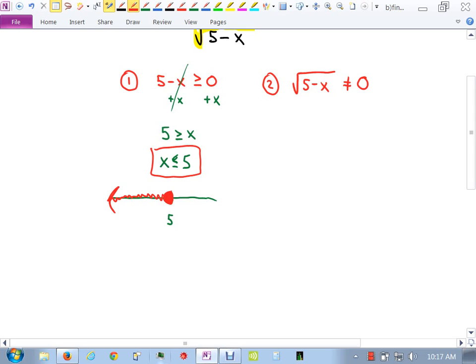Yes? I didn't flip the sign. I changed everything. Like I flipped the entire thing over. See, the top one says 5 is bigger than or equal to x, right? The bottom one says x is less than or equal to 5. They say the same thing. It's just that most people find it easier to work with the second one than the first one. It's really your preference.